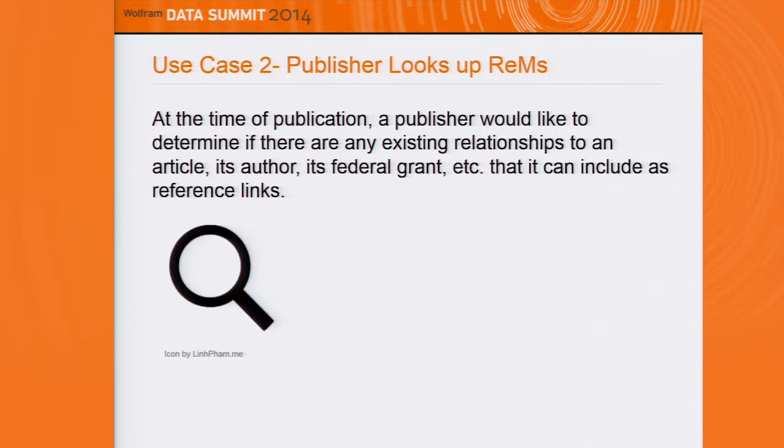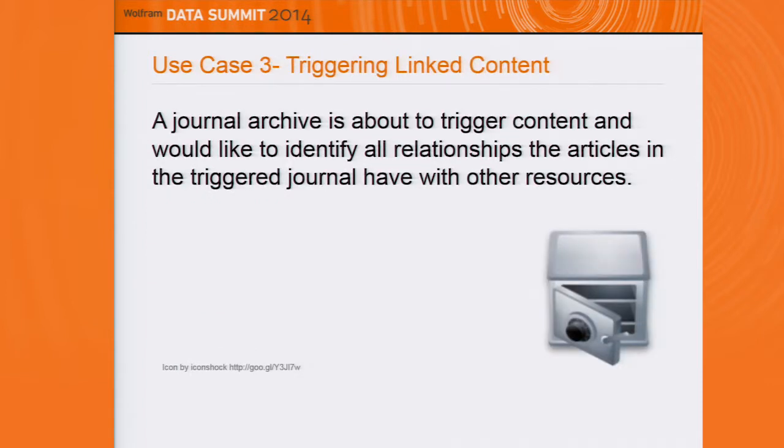Another example is a publisher receiving an article saying, gee, I wonder what antecedents there are to this. Are there other data sets that we should be aware of? The publisher can look to RMAP and determine what the resource maps are to other data sets that relate to the article.